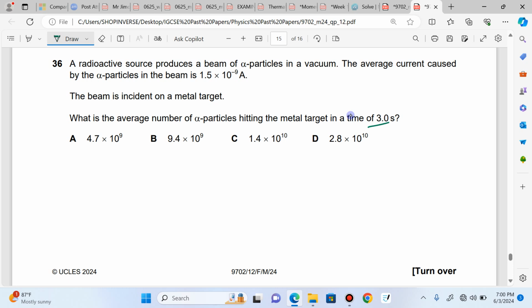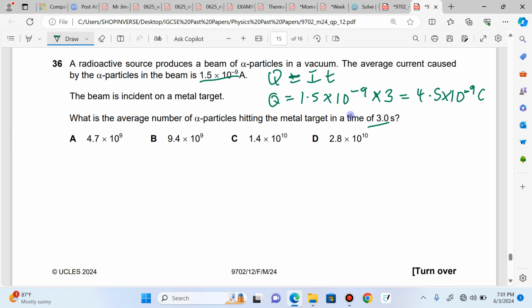We have the time, we have the current. Q equals IT. Quantity of charge equals current times time. So how do we get the quantity of charge here? The quantity of charge equals current, 1.5 times 10 to the power minus 9 amperes, multiplied by the time, 3 seconds. So this will give you 4.5 times 10 to the power minus 9 coulombs.